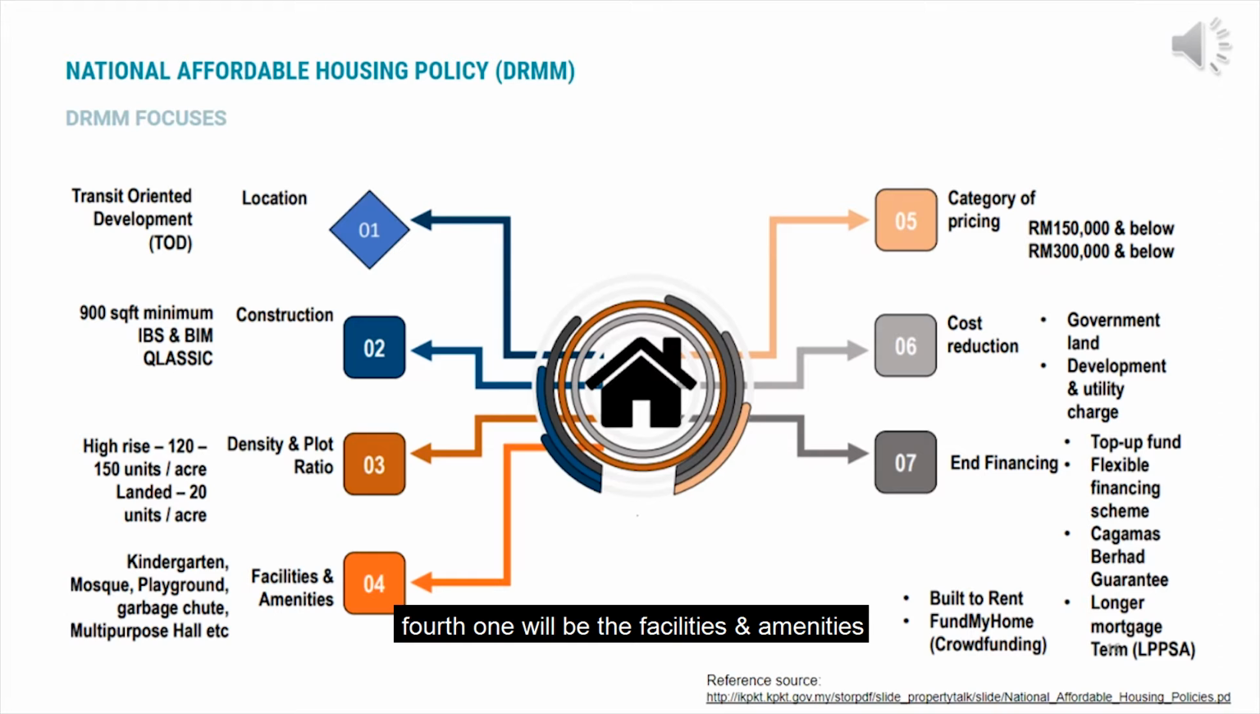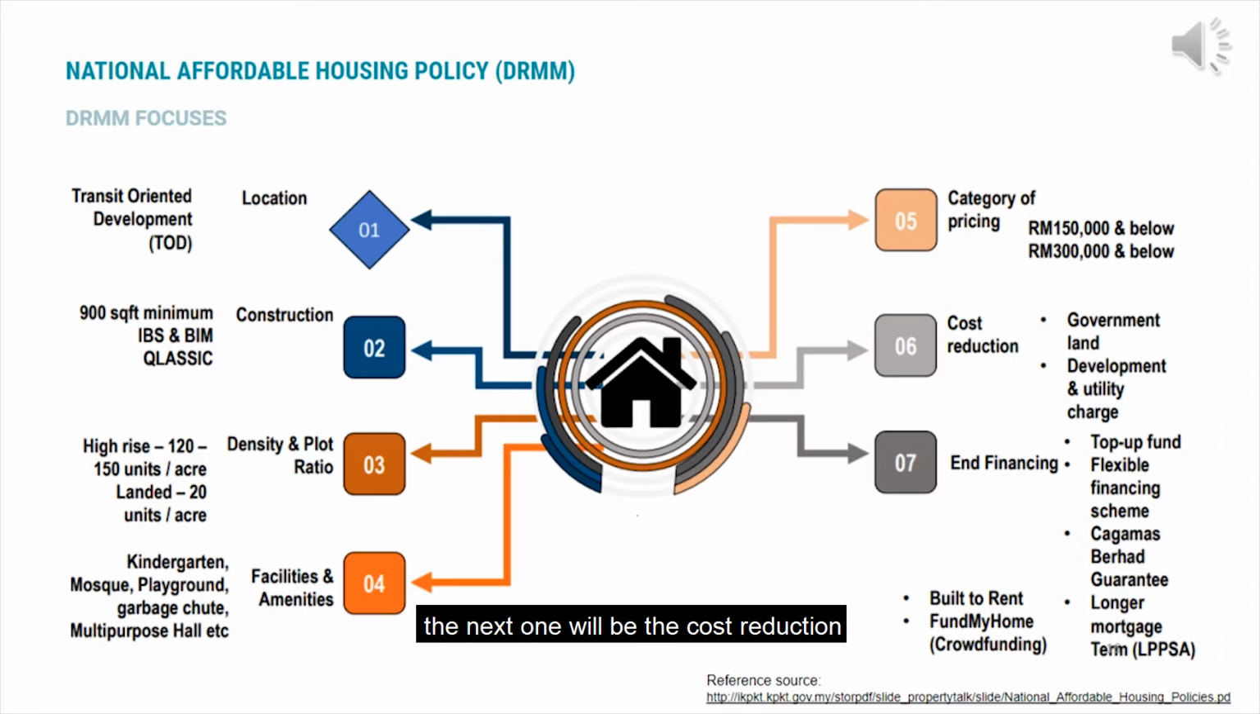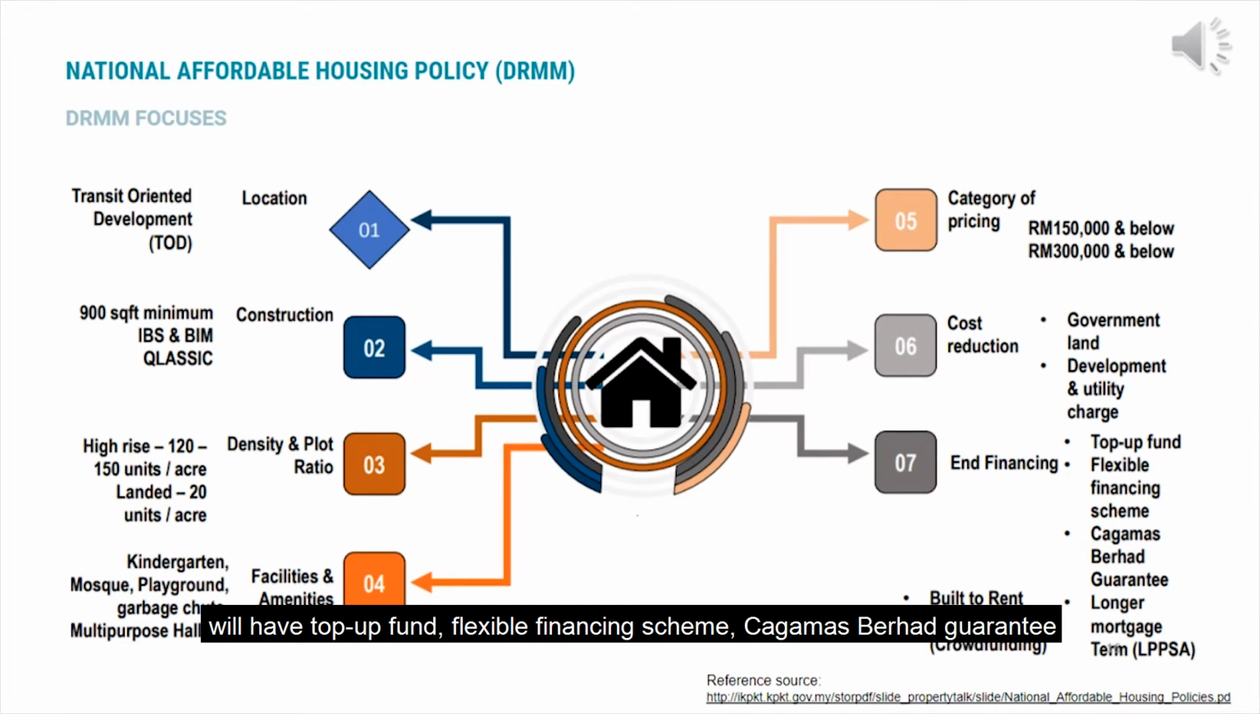Fourth one will be the facilities and amenities such as kindergarten, mosque, playground, garbage, multi-purpose hall, and etc. Fifth one will be the category of pricing, which is 115 below and 300 below. The next one will be the cost reduction, where we have government land, development and utility charge. The last one will be the end financing, where we have top-up fund, flexible financing scheme, government Berhad guarantee, longer mortgage term under LPPSA, build to rent, and last one will be the Fund My Home under crowdfunding.